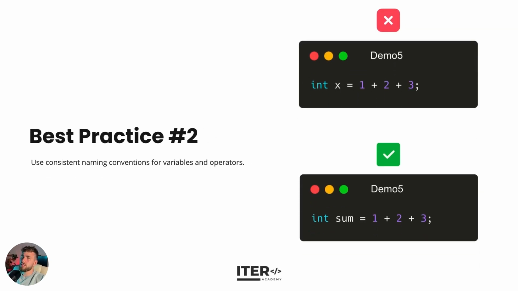Another best practice is to use consistent naming conventions for variables. This improves the readability of the code and makes it easier to understand what is happening in the program. For example, use sum instead of x to name a variable that contains a sum of numbers.